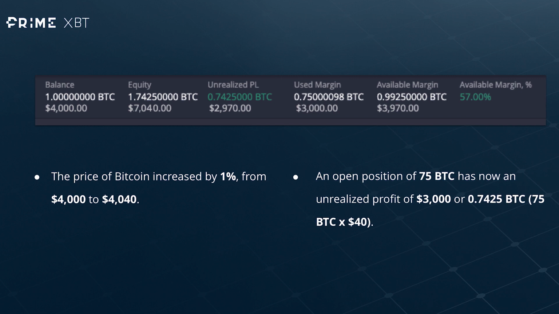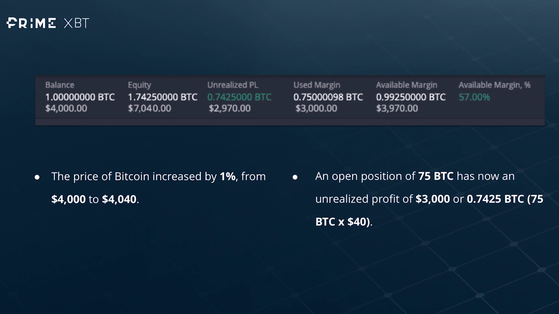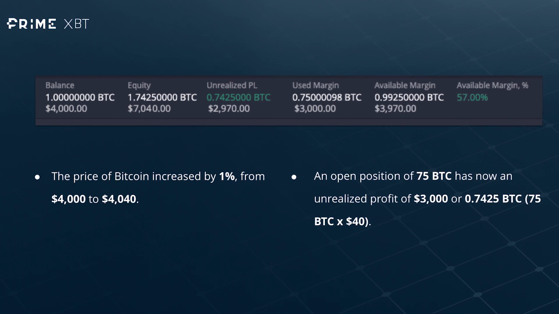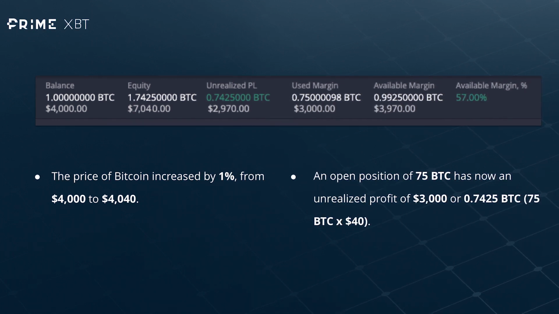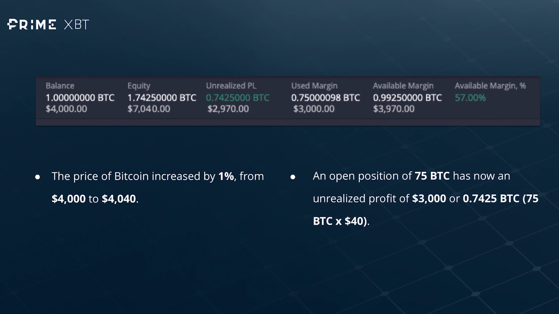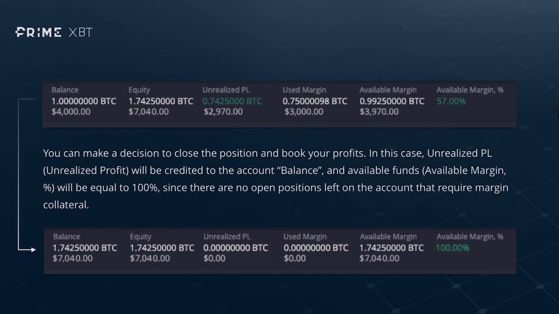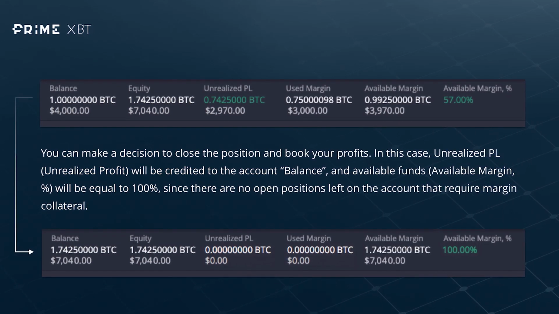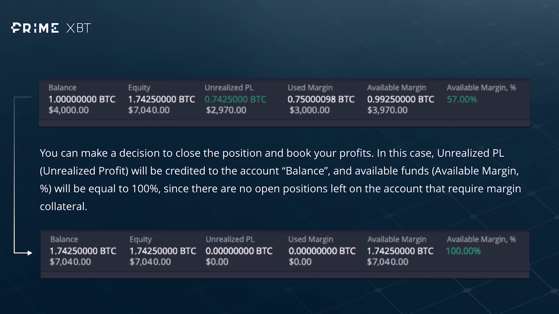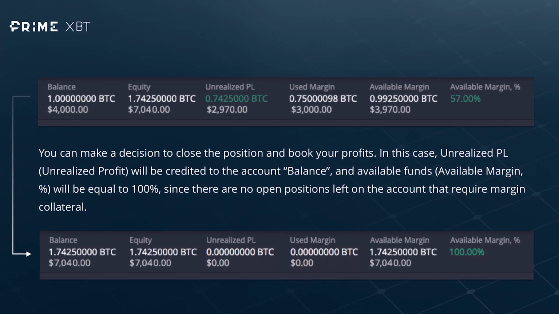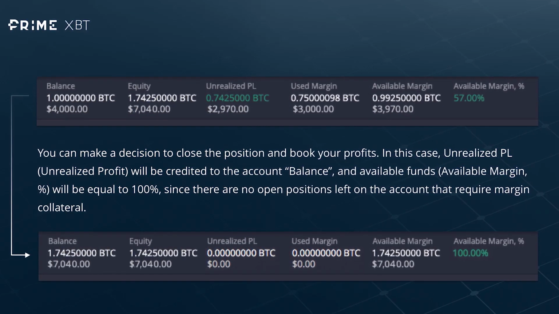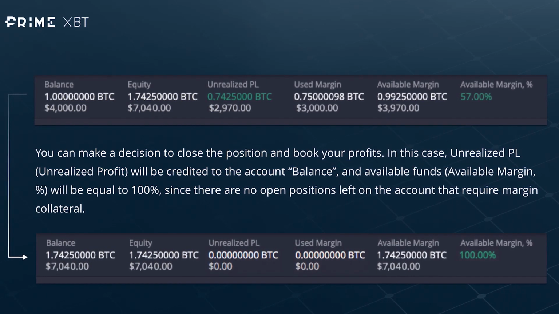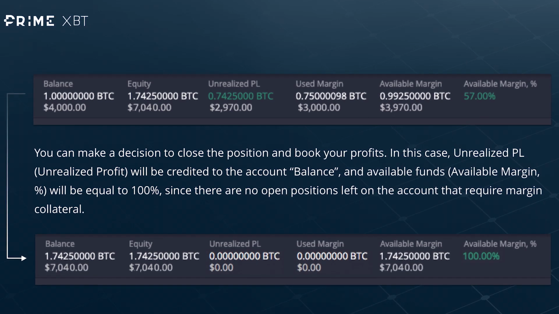Used margin: 0.75 BTC, $3,000. Available margin: 0.9925 BTC. Available margin percentage: 57%. Now, you can make a decision to close the position and book your profits. In this case, unrealized profit will be credited to the account balance, and available funds, the available margin percent, will be equal to 100%, since there are no open positions left on the account that require margin collateral.